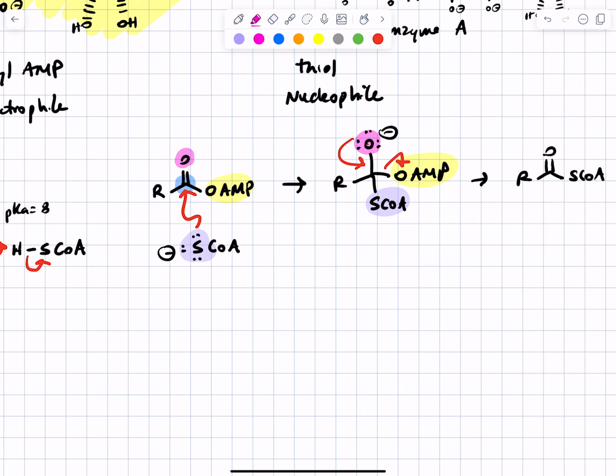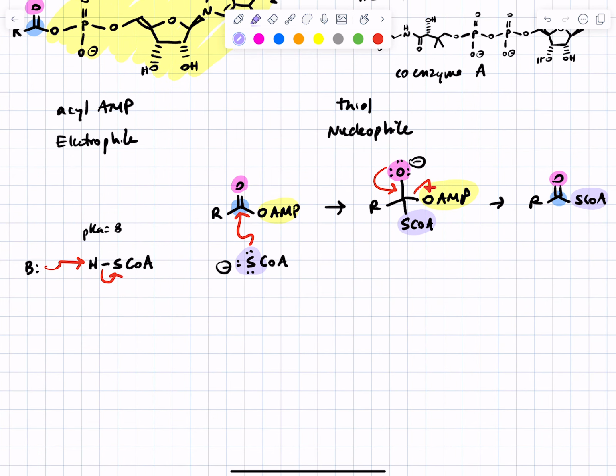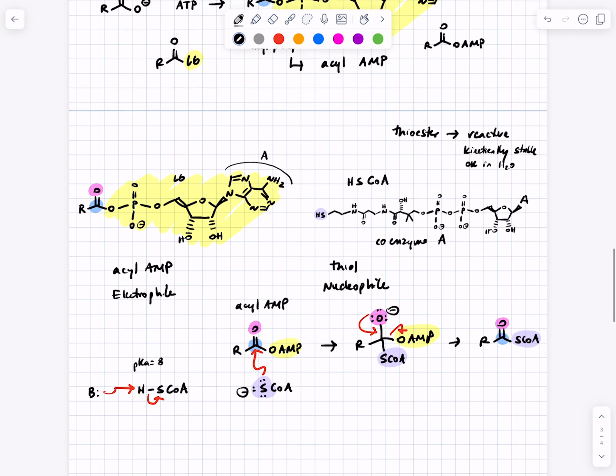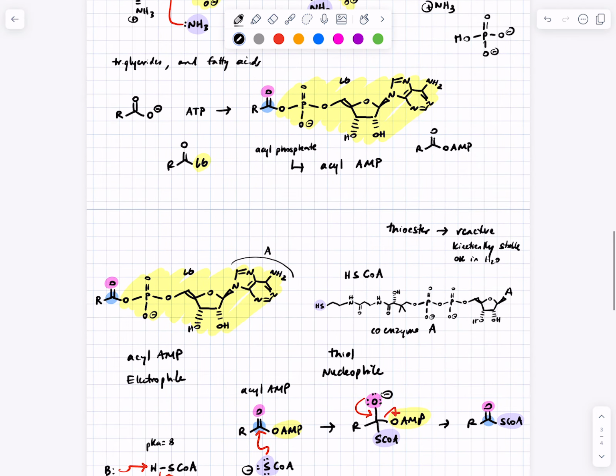You're going to see this or something like this again and again in our chapter on metabolism. And when you're thinking about how did we get the coenzyme A on there, first you had to start with the starting material, which was the acyl AMP. And we'll talk later about where that acyl AMP comes from. I alluded to it here.